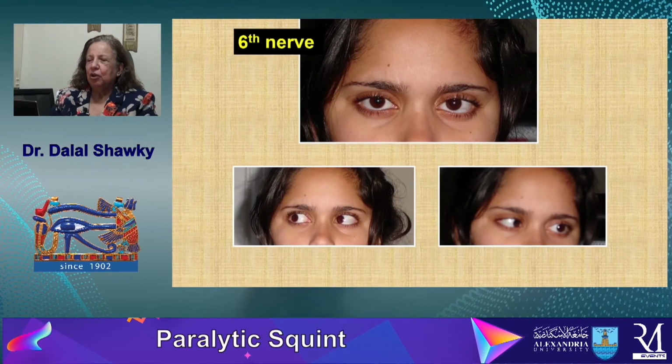Here is another patient with 6th nerve palsy. In the primary position, she has well aligned eyes, no deviation in the primary position, because it happened a short time before. If it is long standing, we could have more changes. Looking to the right, both eyes are parallel, but looking to the left, there is defective abduction of the left eye.